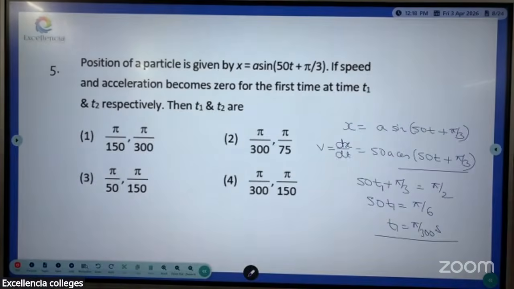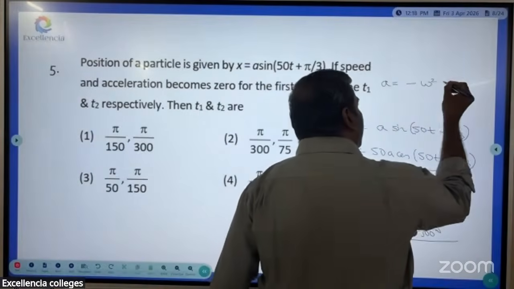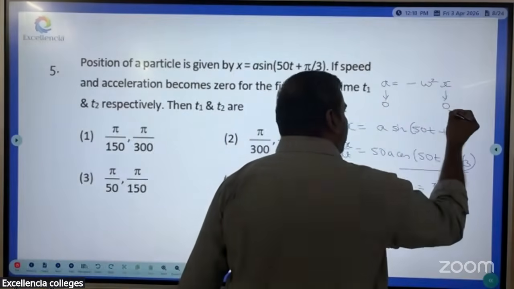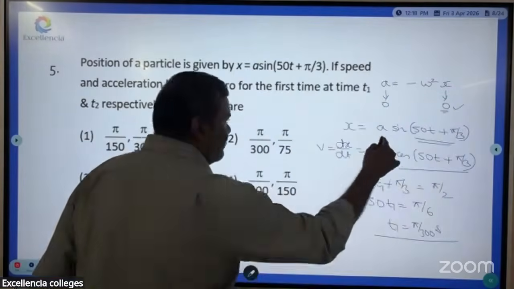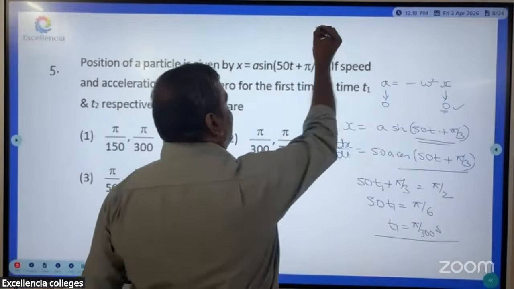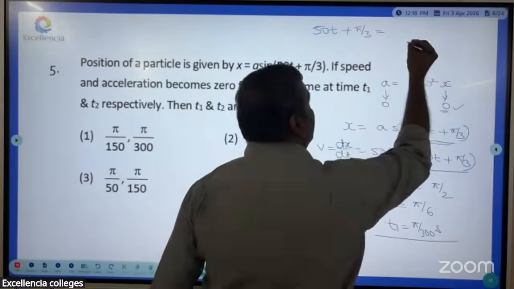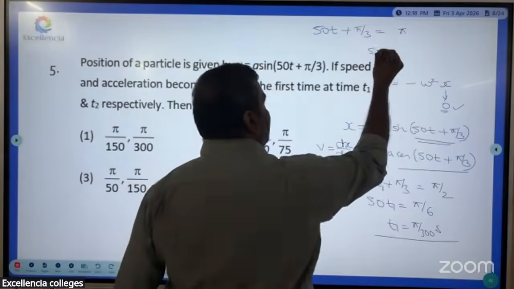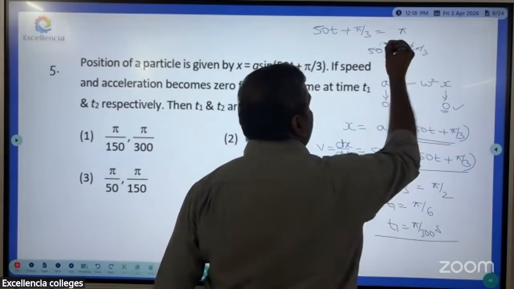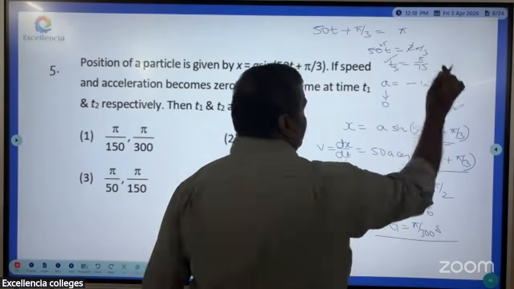Now for acceleration to become zero: acceleration is nothing but minus omega square into position. So acceleration will equal zero when position also equals zero. That means the sine of 50t plus pi by 3 should become zero. That means 50t plus pi by 3 must equal pi, and therefore 50t equals 2 pi by 3, and therefore time is going to become pi by 75 seconds.